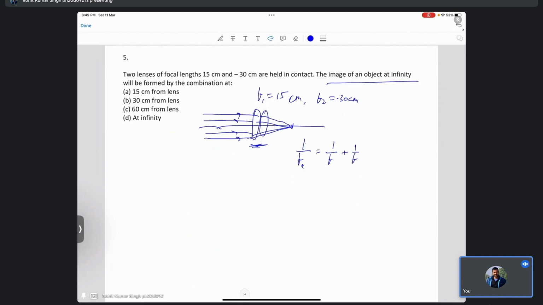Oh, sorry, this is minus 30, negative. Okay. You know how to derive this formula? Should I remind? So you know this lens maker formula, right? Mu minus 1 by r1 plus 1 by r2. You know this? Yeah, so from here you can derive this formula basically.